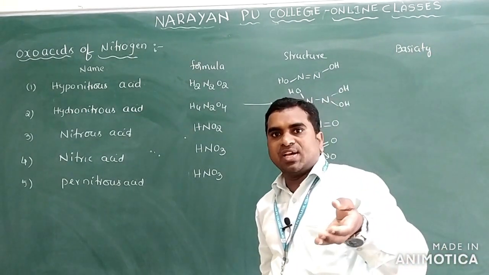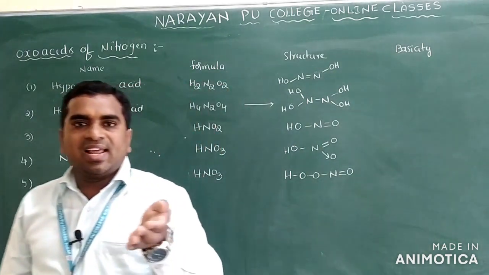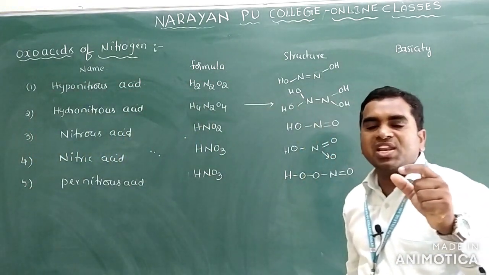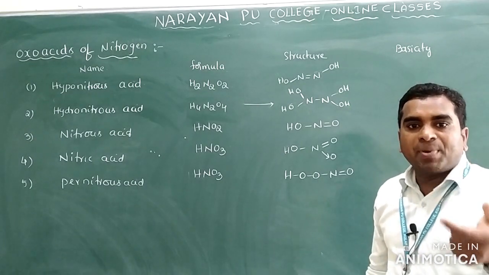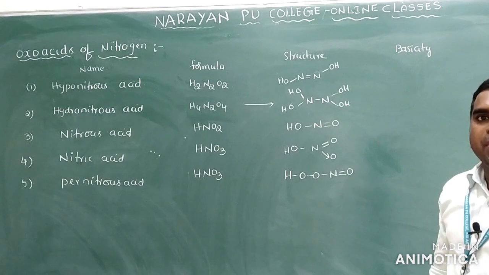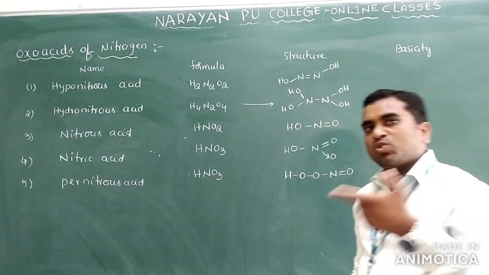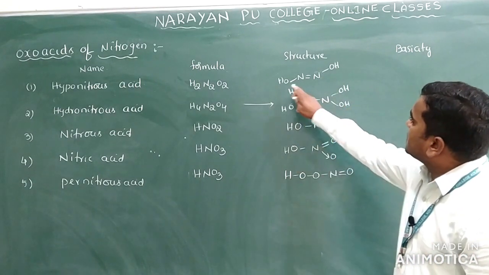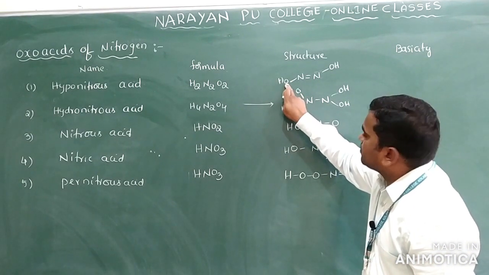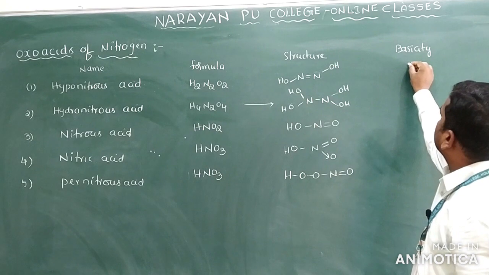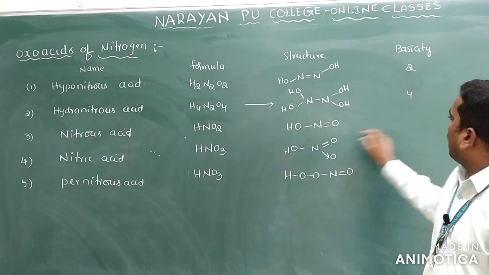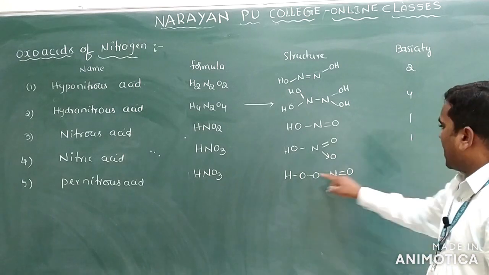Means hydrogen should be attached to a highly electronegative atom like oxygen, and that is how many replaceable hydrogens are present in the molecule. That we will call basicity. If hydrogen is attached to a highly electronegative atom, that is replaceable. So here H is attached to the highly electronegative atom, that is oxygen. How many are there? 2. So that's why basicity is 2. And here 4. And here only 1. And here only 1. And here only 1.